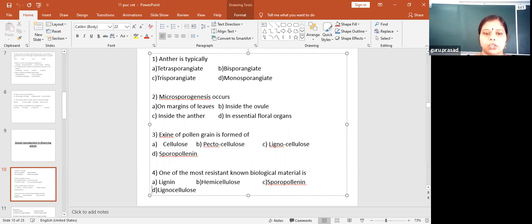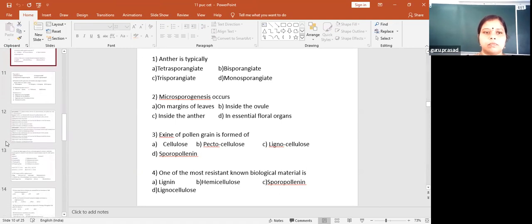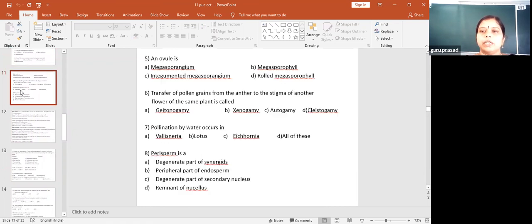Okay. Next. Shall we go for the next one? An ovule is... It is a megasporangium. Of course, we know the answer; very easily we can write, an ovule is a megasporangium. But we have to see the other options also: megasporangium, megasporophyll, integumented megasporangium, rolled megasporophyll.